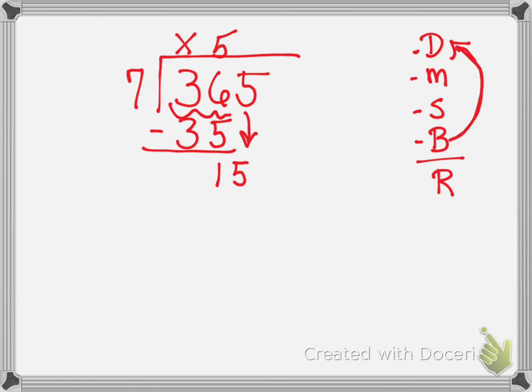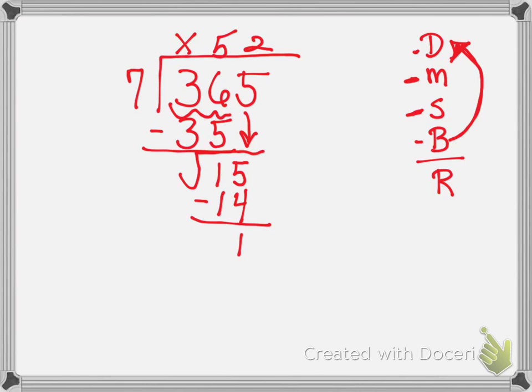And now we must go back to division. 7 goes into 15. How many times? It can go in twice. Now we go back to multiplication. 2 times 7 is 14. Then we go to subtraction. And we are left with a remainder.